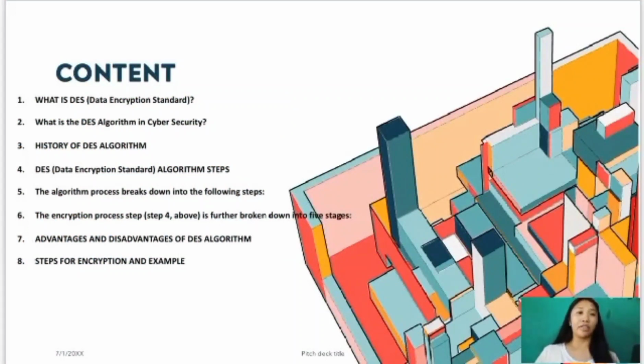First, what is DES or the definition of the Data Encryption Standard? Next, what is DES algorithm in cybersecurity? Next, the history of DES algorithm. Next, the Data Encryption Standard algorithm steps. Then, another one is the algorithm process breaks down into the following steps. And next is the encryption process steps. And then the advantages and disadvantages of DES algorithm. And lastly, the steps for encryption, an example of DES.